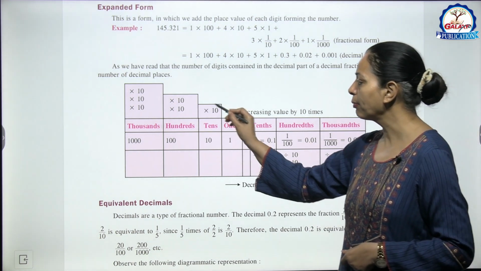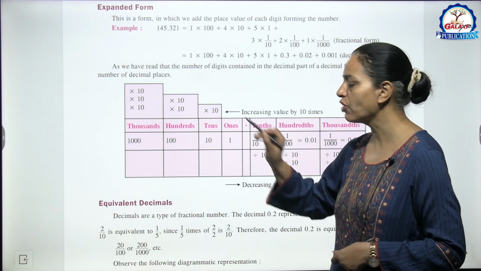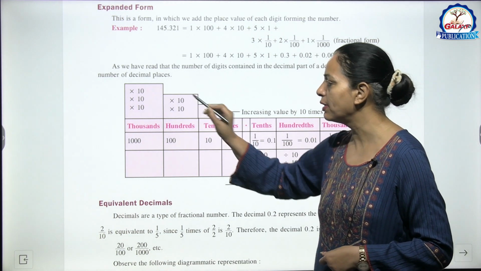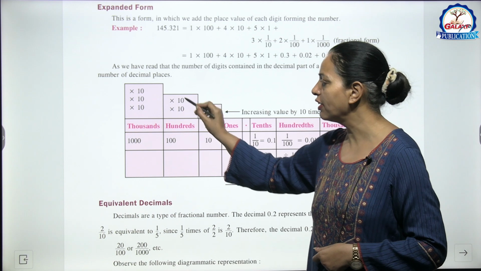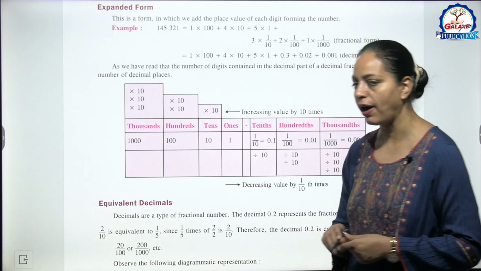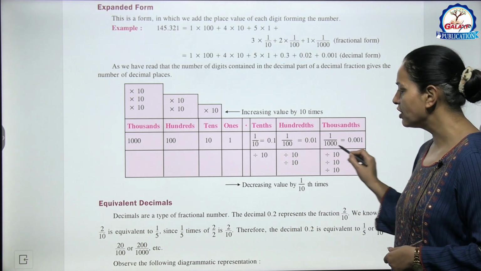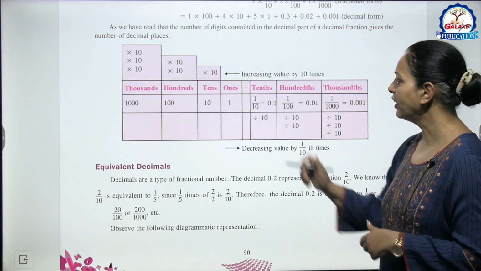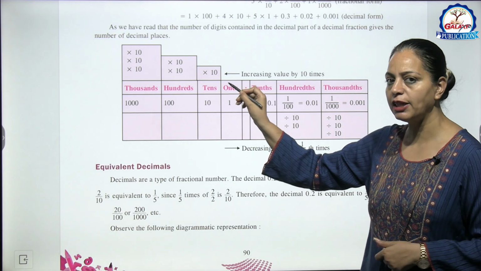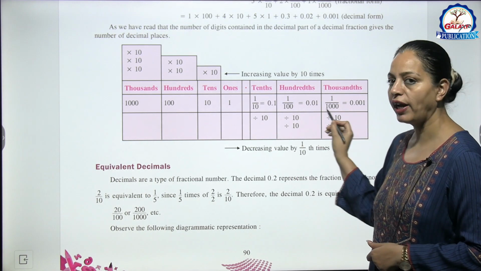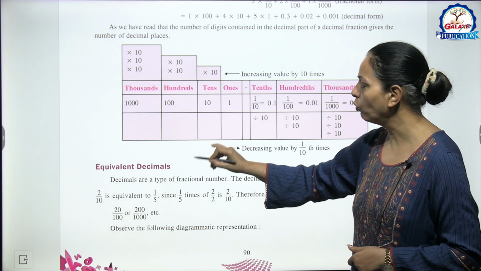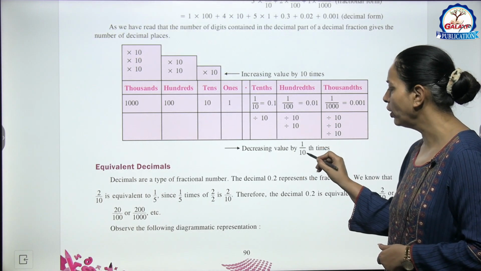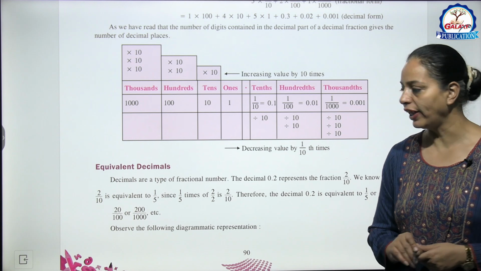Okay, what are we doing here? From 1 to tens we multiply by 10, then from tens to hundreds we multiply by 10, then from 100 to 1000 we multiply by 10, and here we are dividing by 10. Okay, now see here, increasing value by 10 times when we are moving from right to left, and when we are moving from left to right, decreasing value by 1 upon 10 times, right?